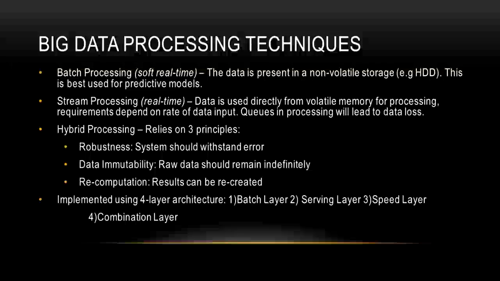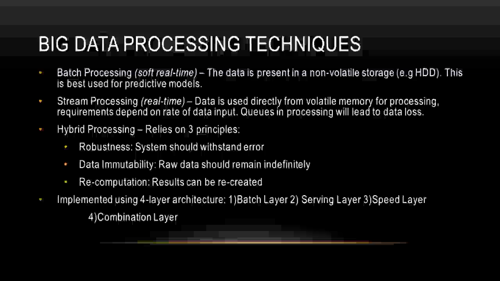Hybrid processing combines both the earlier mentioned techniques. Its 3 underlying principles are robustness, data immutability, and recomputability. This is applied through a 4-layer architecture. The batch layer holds the master data set on a distributed file system, and it generates batch views. The serving layer holds the batch views in the data store. The speed layer deals with newly received data and compensates for the delay of the previous 2 layers by making the real-time views. The combination layer allows for synchronization.